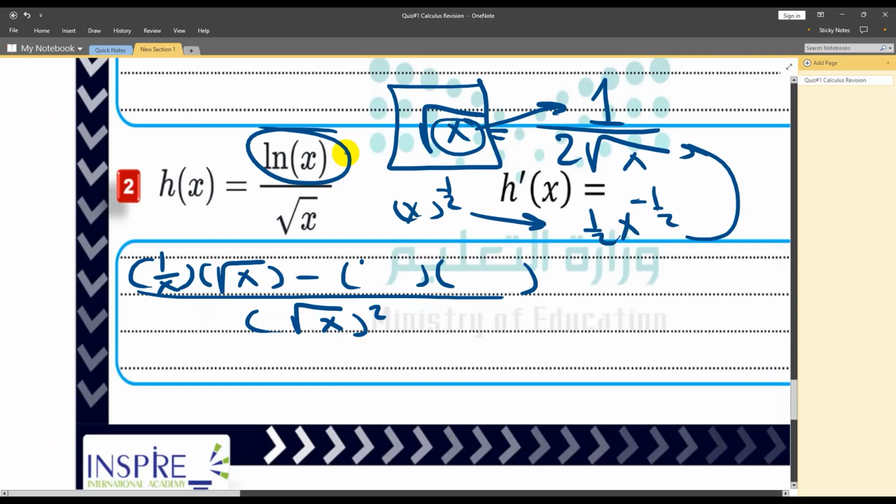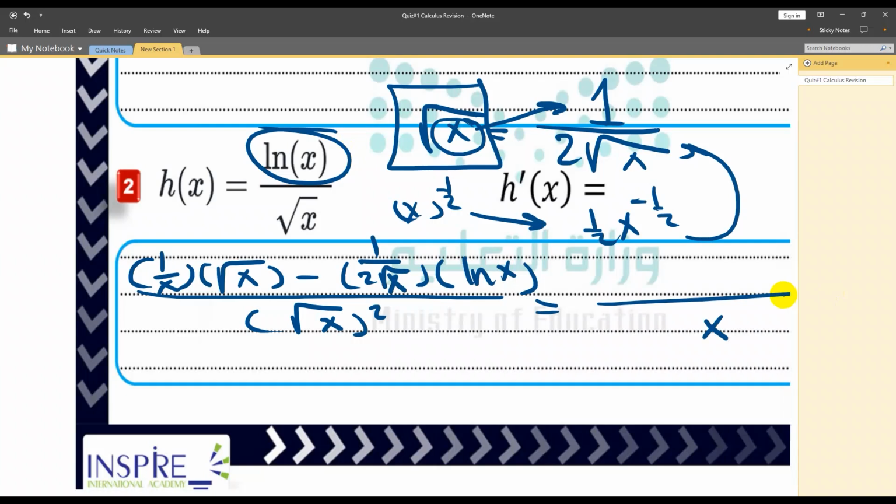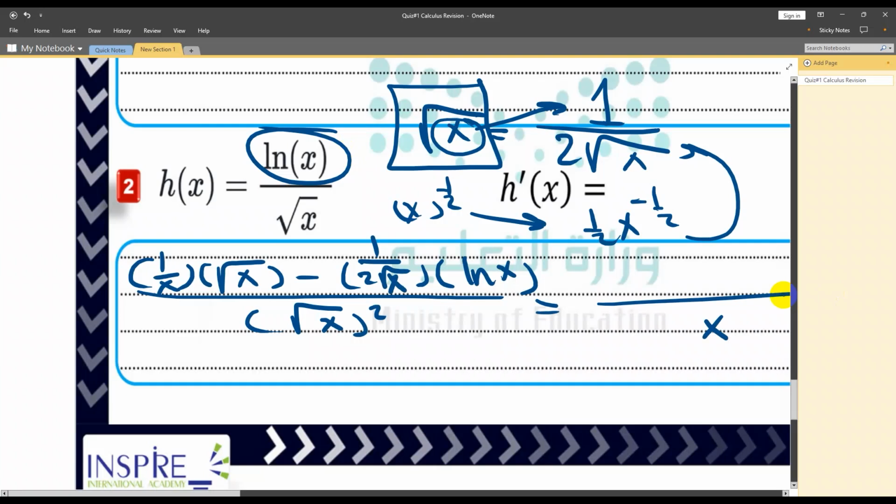So we will do it like this. It will be 1 over 2 times the root, and then we will keep ln of x the same. Of course, you can simplify more. So the square of root x will be x. This is x to the power half over x to the power 1. If you subtract them, it will be negative half. So we have square root of x down, minus ln x over 2 root x.